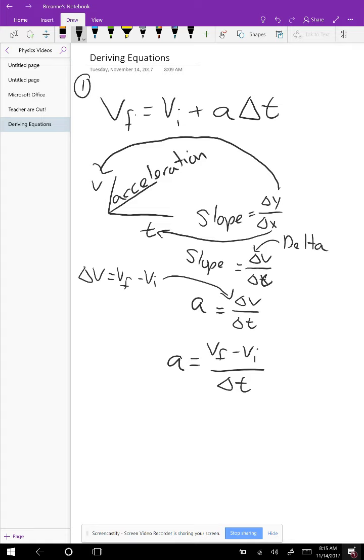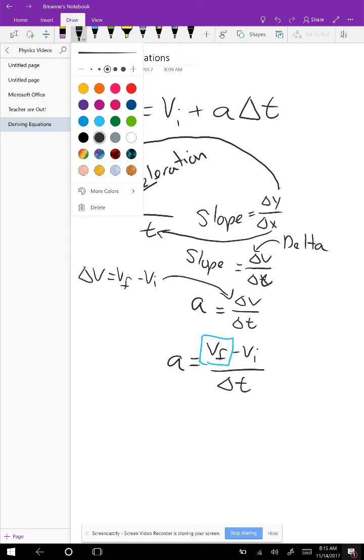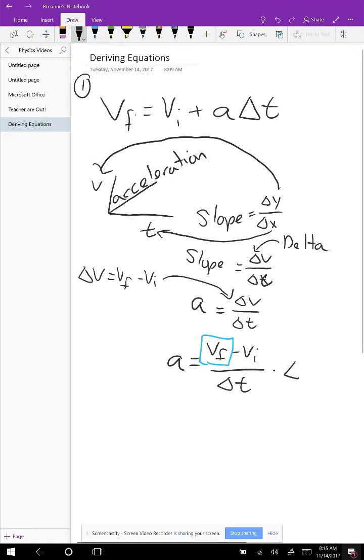To get this equation to look like our top equation, all we have to do is manipulate. So our goal is to get our V final by itself. We're trying to get that by itself. So our delta t needs to come over here. It's being divided, so the opposite of dividing is multiplying. And what you do to one side, you have to do to the other. So those end up canceling out. You get V final minus V initial equals delta t times A.